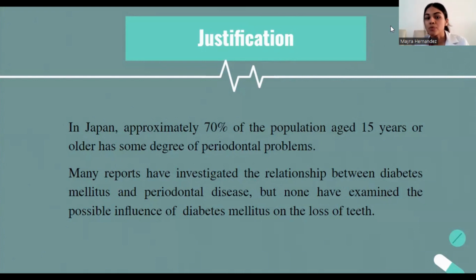The justification is that in Japan, approximately 70% of the population aged 15 years or older has some degree of periodontal problems. And also, many reports have investigated the relationship between diabetes mellitus and periodontal disease, but none have examined the possible influence of diabetes mellitus on the loss of teeth.